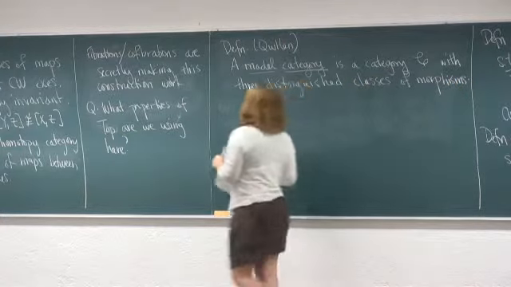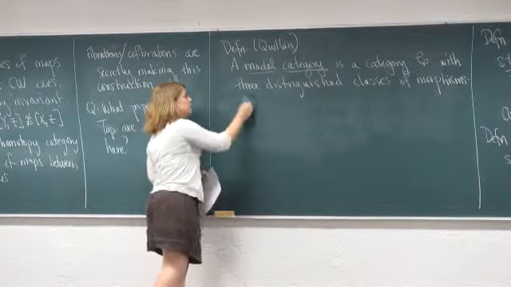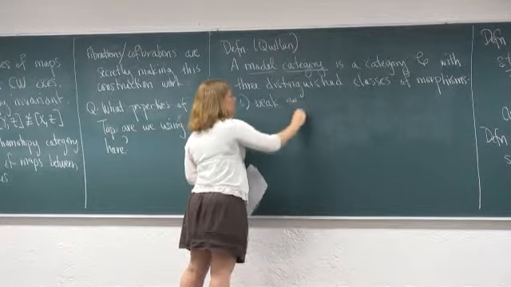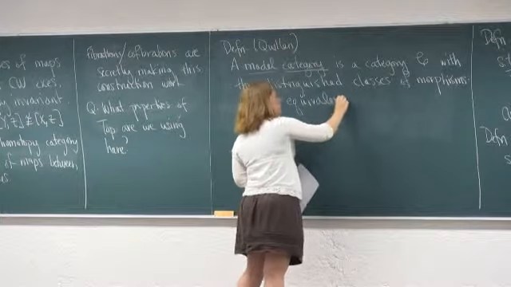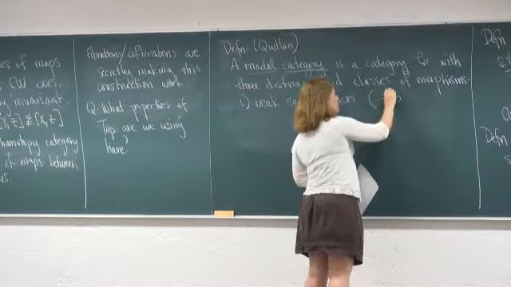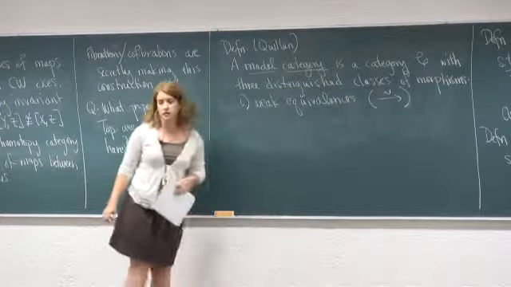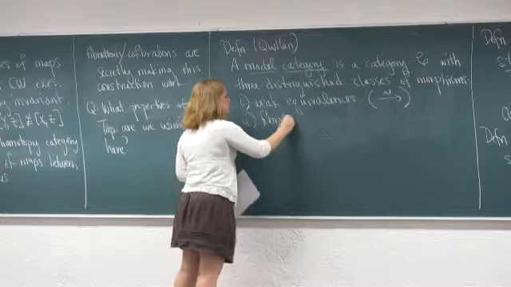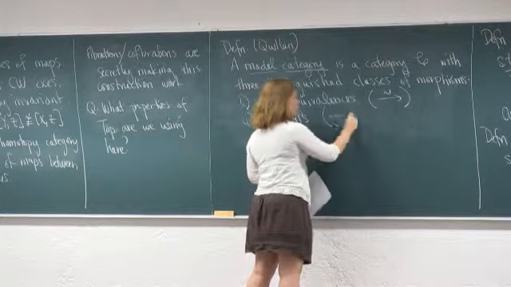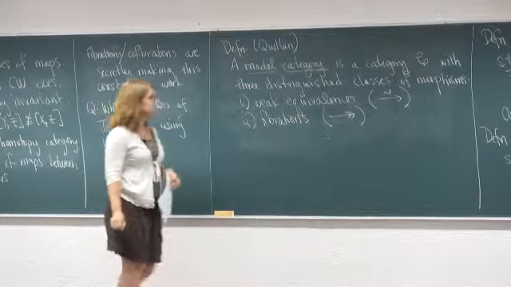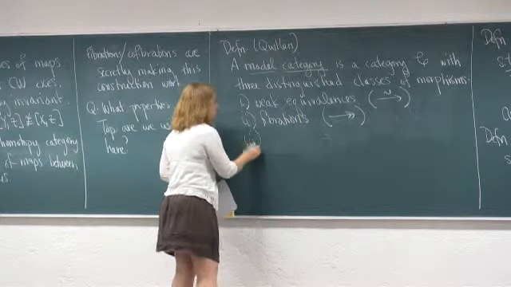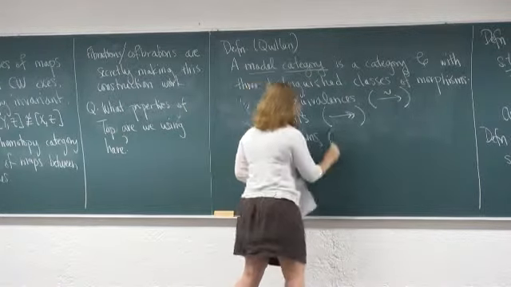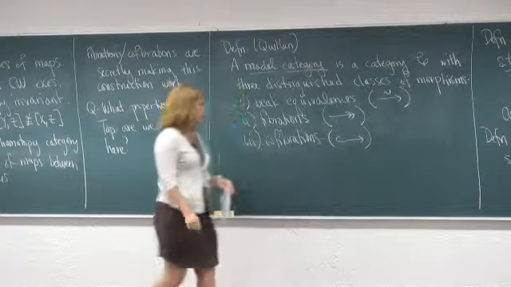Okay, so these names are definitely going to be taken from topology. The first and most important class are going to be the weak equivalences, and we're going to indicate these by an arrow with a little equivalence symbol. Then we're going to have fibrations, which we're going to denote by an arrow with two points. And lastly, we're going to have cofibrations, and these are going to be denoted by an arrow with a hook.